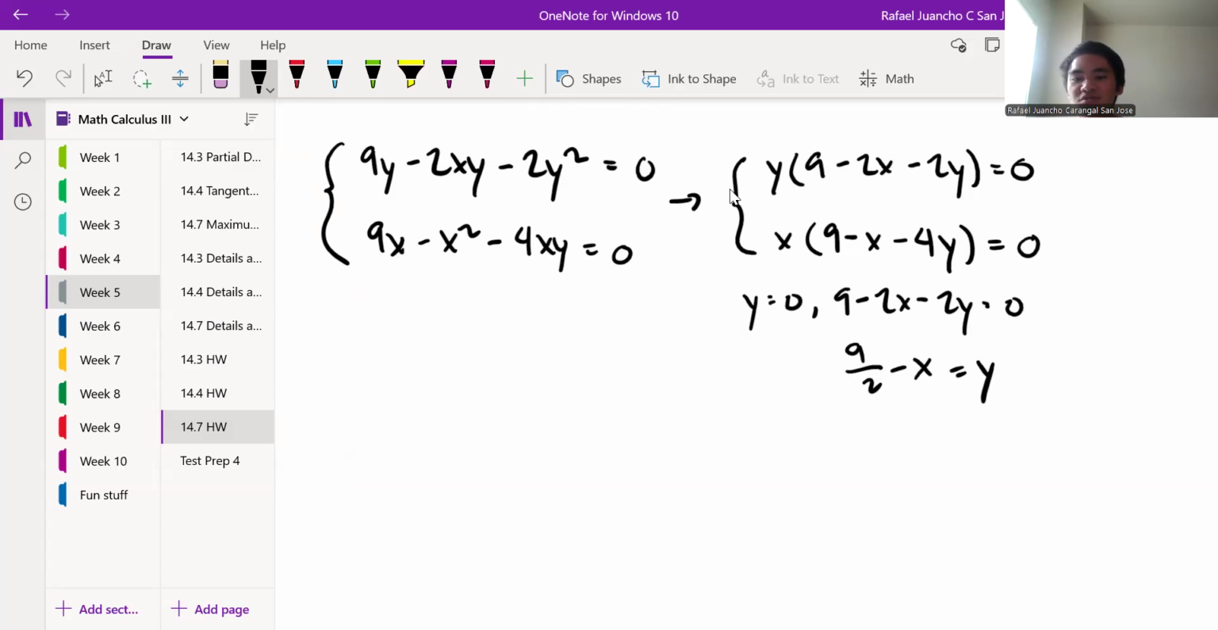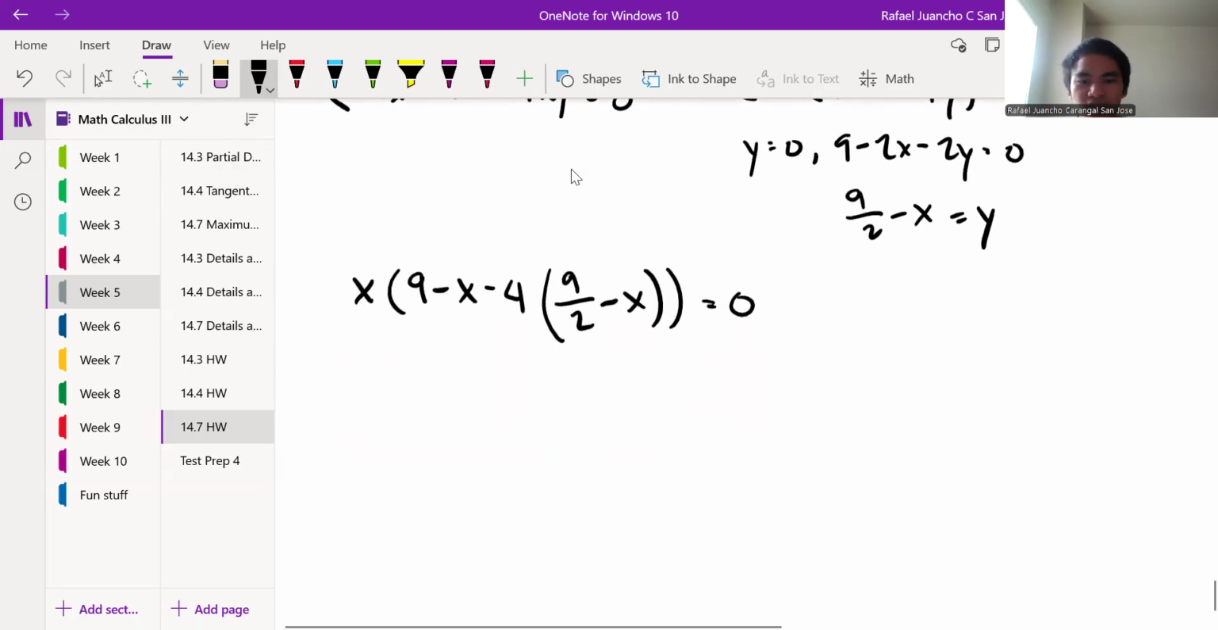I'm going to choose to plug in this one since this one looks the most optimal. So I'm going to plug this one into my other function here. So I get x minus 9x minus 4 times this thing, is equal to 0. And from there, I solve for x. And then once I solve for x, I plug in to my y. Because I have two solutions for y. We're just going to see if both work.